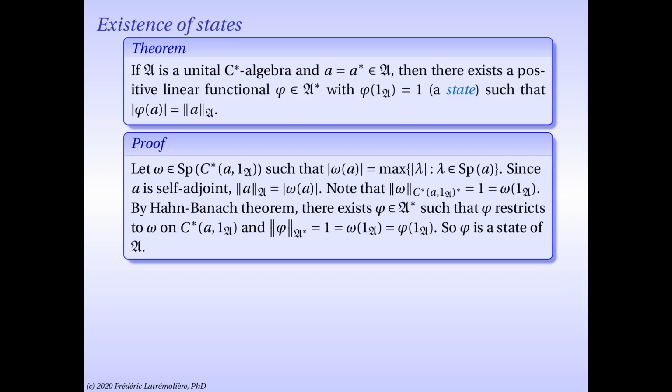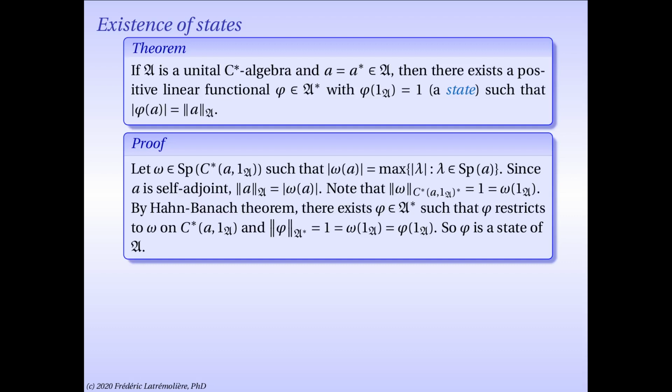On the other hand, I also note that as a character, omega has norm 1 as a linear functional over the C-star algebra generated by A and the unit. But 1 is also the value that omega takes at the unit, so as a side observation, omega in particular is actually a positive linear functional on the C-star algebra generated by A and the unit. But we know that those exist because we were able to construct them in our previous lecture.